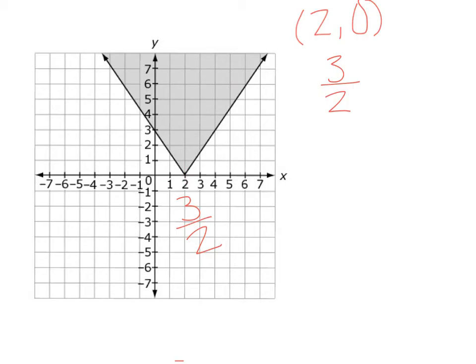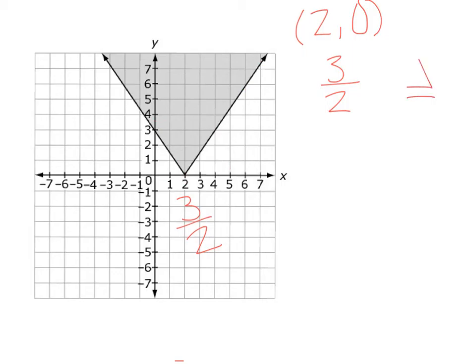And then the last thing I need to do is plug it in and find the inequality. So looking at this one, I've shaded above the line, so it's going to be a greater than. And since this is a solid line, it's going to be a greater than or equal to. If it were a dashed line, we would just leave it as a greater than symbol. When it's solid, we put the equal sign under it. So this will be my inequality.